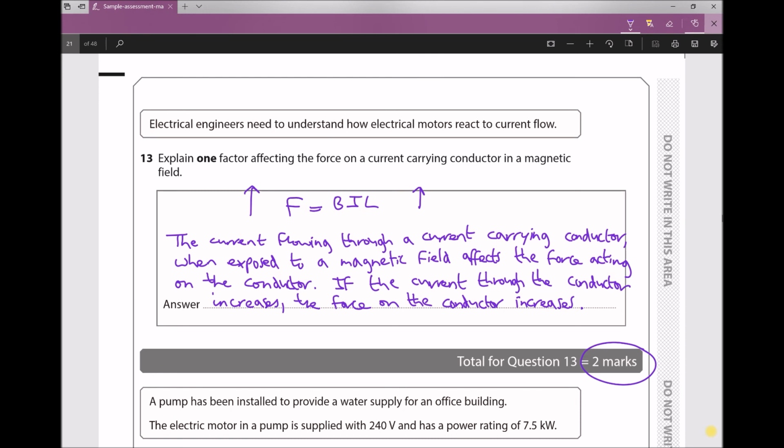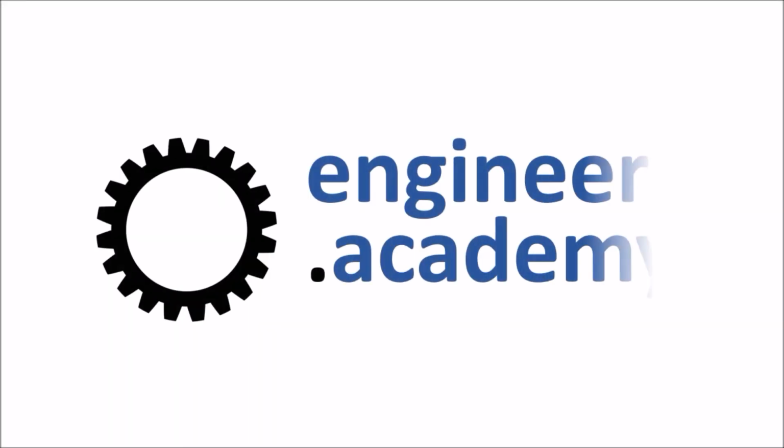And as mentioned before, we could do something similar for each of the variables. We could say as the length of the conductor increases, the force acting on the conductor increases. Or we could say as the magnetic flux density increases, the force on the current carrying conductor also increases.